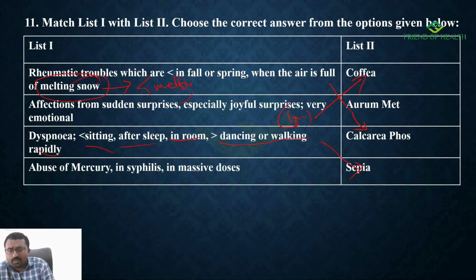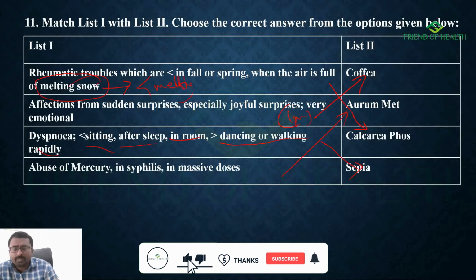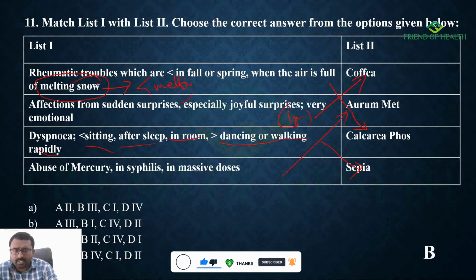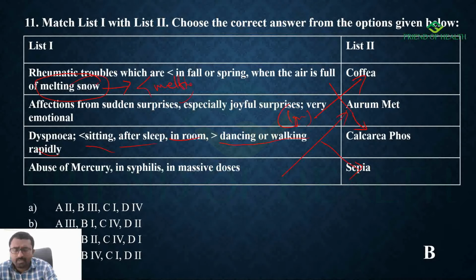Then abuse of mercury in syphilis in massive doses: Aurum metallicum. In the first line of keynotes itself, the constitutions which are broken down with the use of mercury. It is written Aurum metallicum, abuse of mercury in syphilis in massive doses. So the answer is B, where A is 3, then B is 1, that is Coffea, then C is 4, that is Sepia.